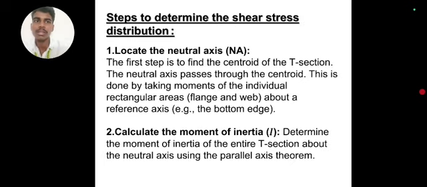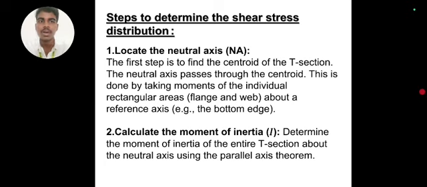Step 2, determine the shear stress distribution. First, locate the neutral axis. Neutral axis, short name NA. The first step is to find the centroid of the T section. The neutral axis passes through the centroid.